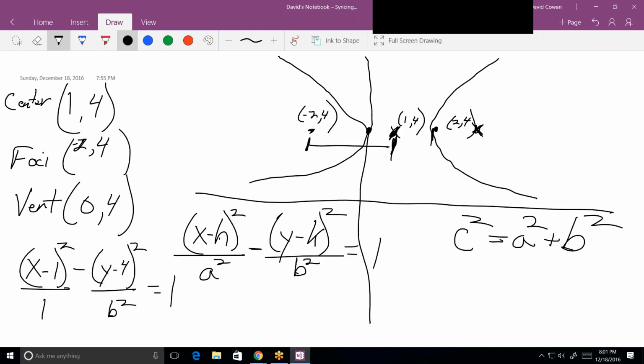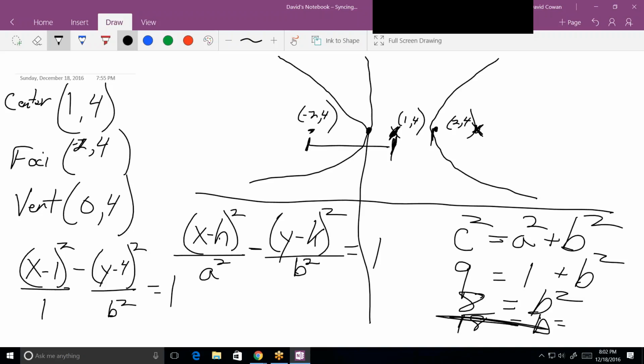Plus or minus 3. In this case it would be minus, but I'm going to square it anyway, so it's not going to affect my b. So I'm going to take negative 3 squared and make it 9, or positive 3, either one, still comes out to be 9. That is equal to 1 plus b squared. B squared equals 8. B equals square root of 8, 2 root 2.